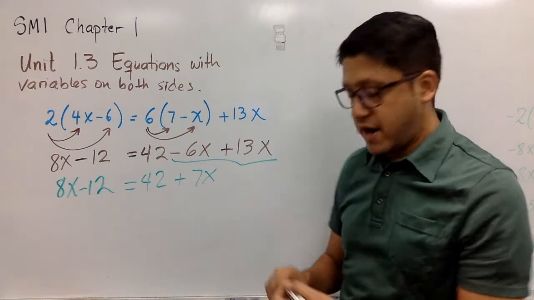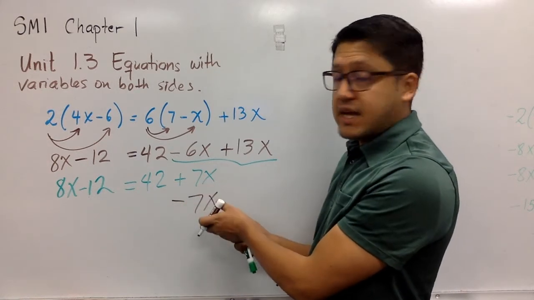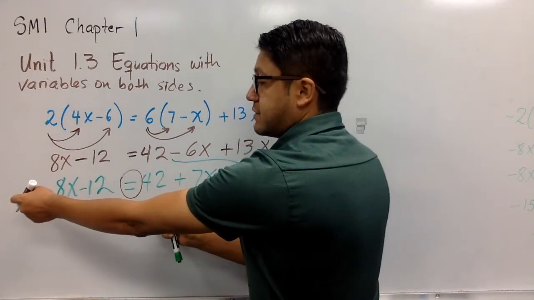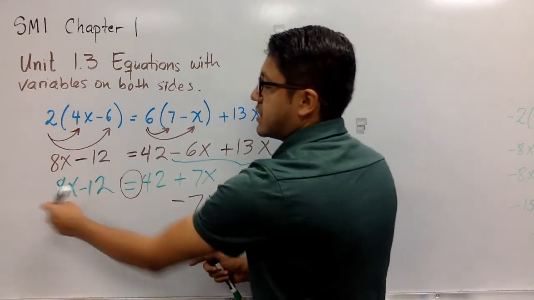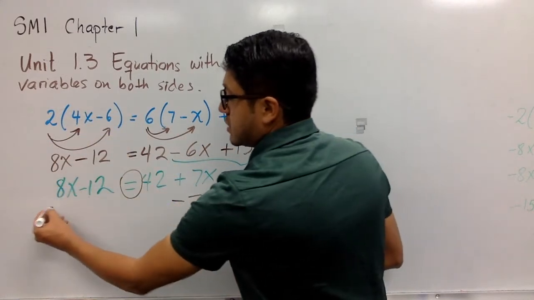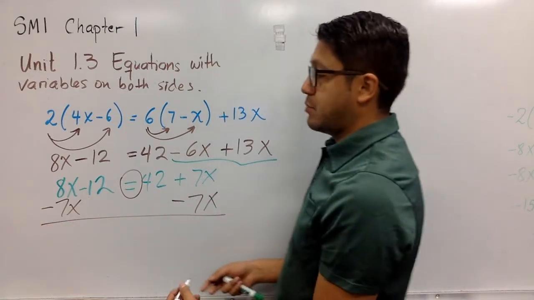So I'm going to subtract 7x. If I do it on the left, I'm going to do it on the right. Okay, you don't write it twice in here. Just do it once here and then once here. This negative 7x. All right. Now let's proceed to do the operations here.